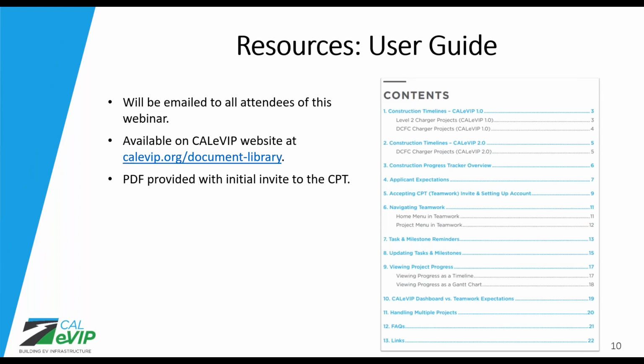Resources. We have a user guide that, first of all, has been linked in this meeting. If you see your GoToMeeting command control center, there's a section called handouts where there is an attached PDF, the CALeVIP Applicant Training Guide. That is specifically the training guide for the CPT. It goes into everything covered in this presentation this morning.